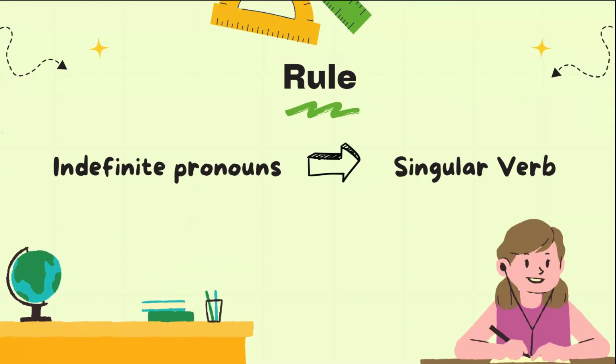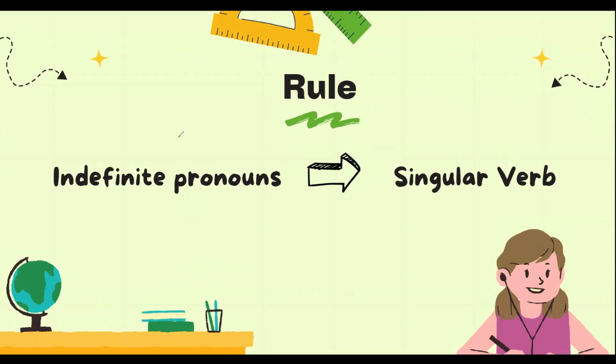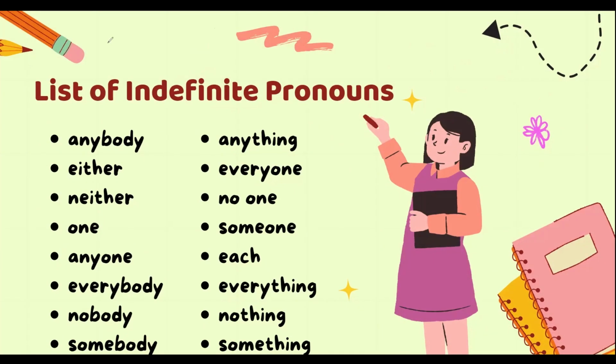To understand this, we first need to understand what we mean by indefinite pronouns. Here is the list of indefinite pronouns: anybody, either, neither, one, anyone, everybody, nobody, somebody, anything, everyone, no one, someone, each, everything, nothing, and something. By looking at the list, you can understand that indefinite pronouns do not talk about anything specific.